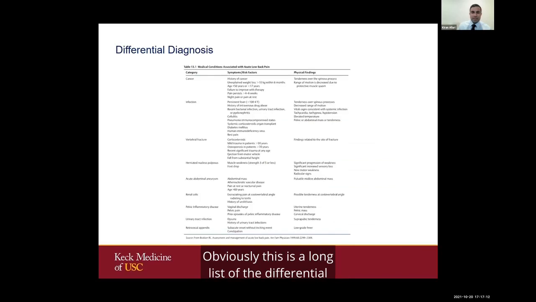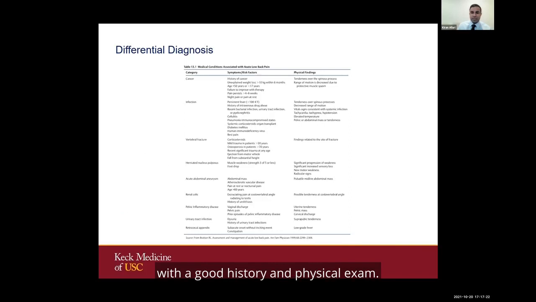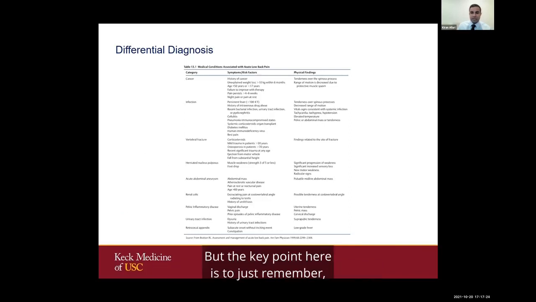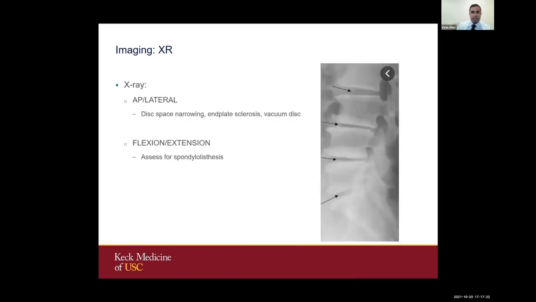Obviously, this is a long list of the differential of low back pain, and other causes should be ruled out, but most of these other items on the differential diagnosis can be ruled out purely with a good history and physical exam. But the key point here is to just remember there are other pathologies that may not be spine related that may manifest clinically with just low back pain.